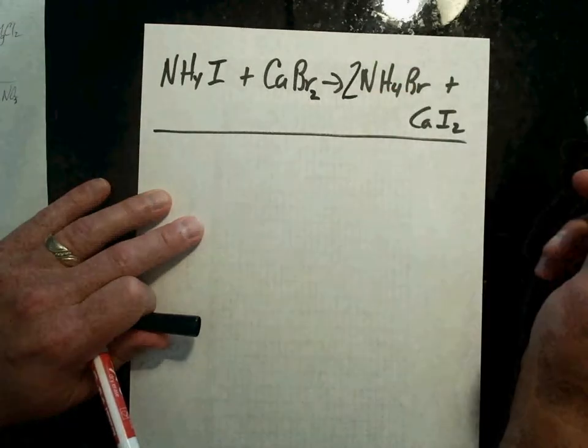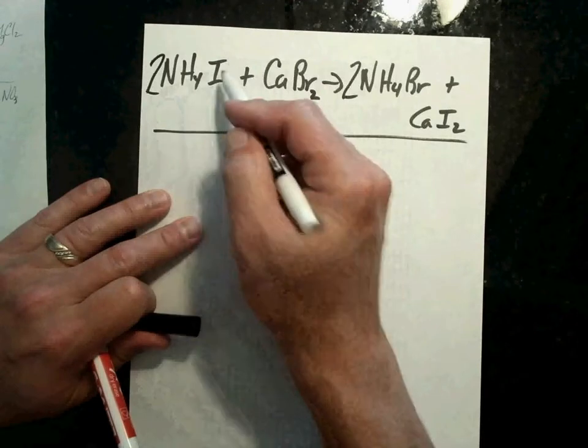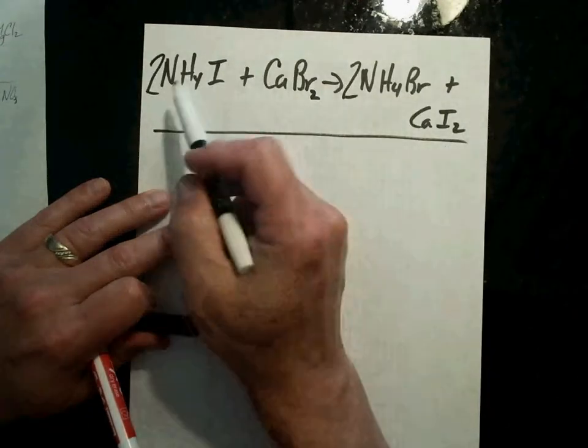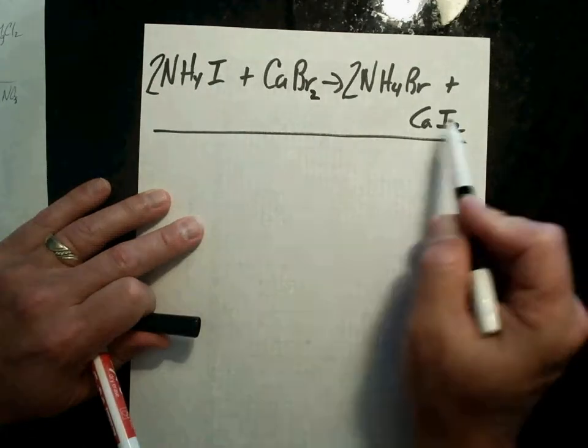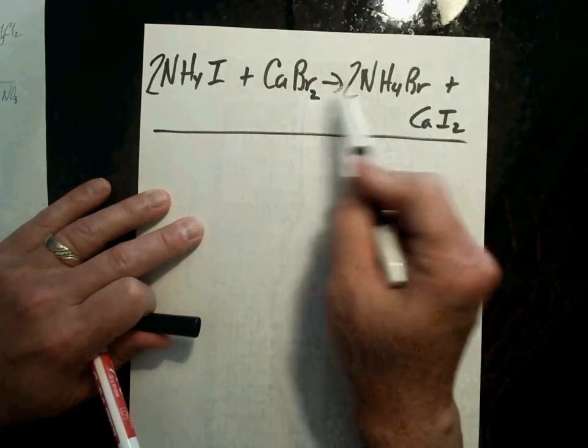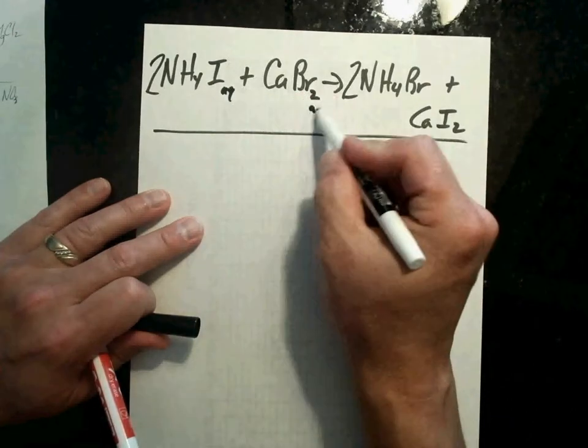This is a skill from first year chemistry. 2 ammoniums mean I need a 2 there. 2 iodines, they match. Looks like I'm done. Check my work. 2 ammoniums, that matches. 2 iodines, that matches. 1 calcium, got it. 2 bromines. All of these are aqueous. Everything's aqueous.